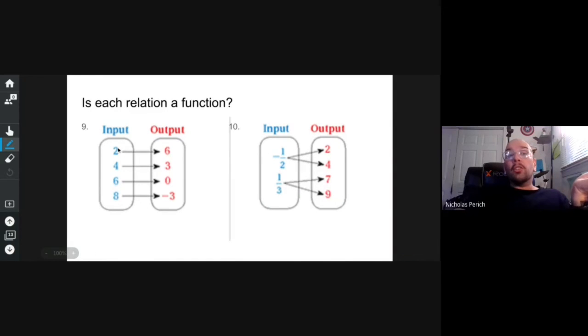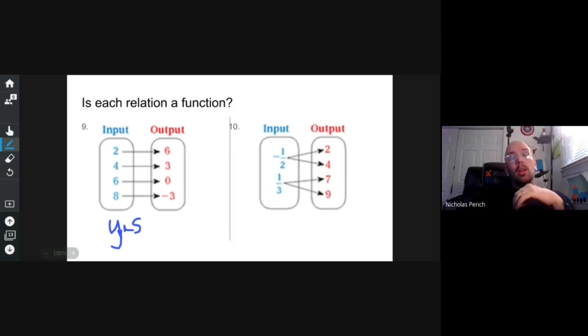Is this a function? 2 goes to 6, 4 goes to 3, 6 goes to 0, and 8 goes to -3. Everything has its own thing. Is this a function? Yes, because every X value goes to exactly one Y value. X does not split up.